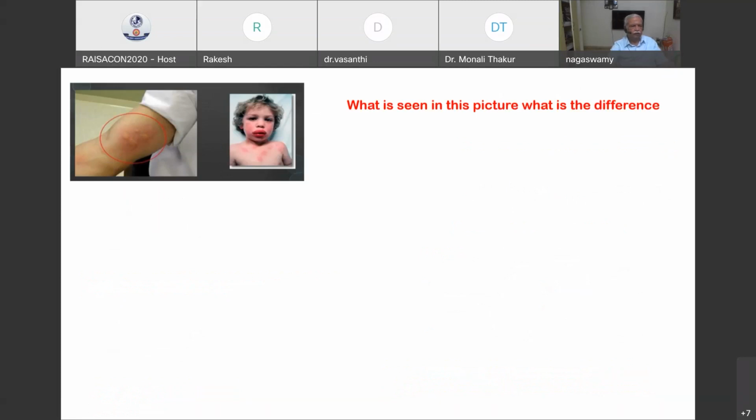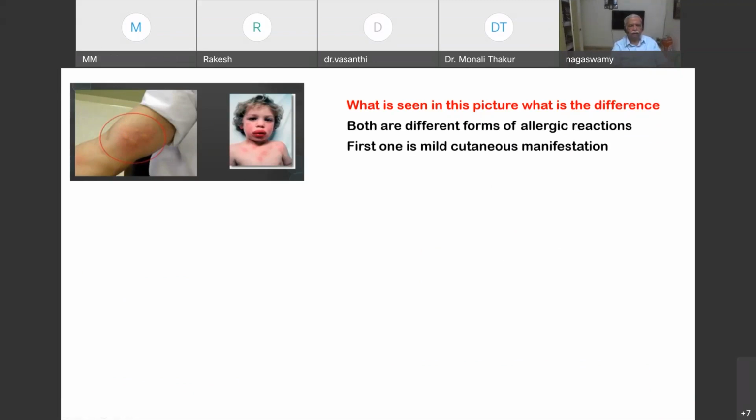In one person, there is some reddishness. Hypersensitivity, urticaria, angioedema. There are different forms of allergic reaction. One is a cutaneous allergic reaction. Second is an angioneurotic type of anaphylactic reaction. So first is a mild cutaneous one. Next is a severe angioneurotic type.